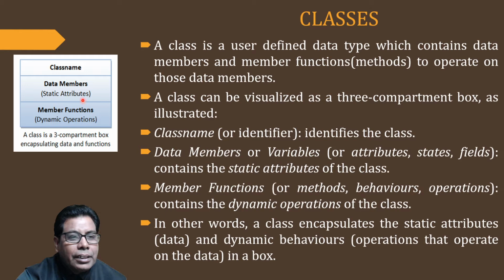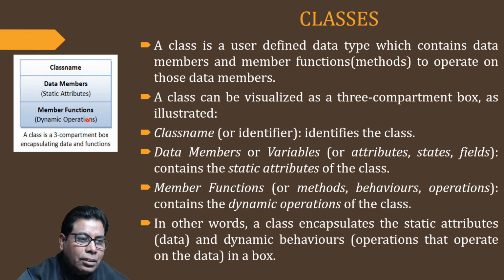So here the data members have static attributes, or we call them the states or fields, whereas the member functions are the dynamic operations of the class. So they define the behavior of the objects.